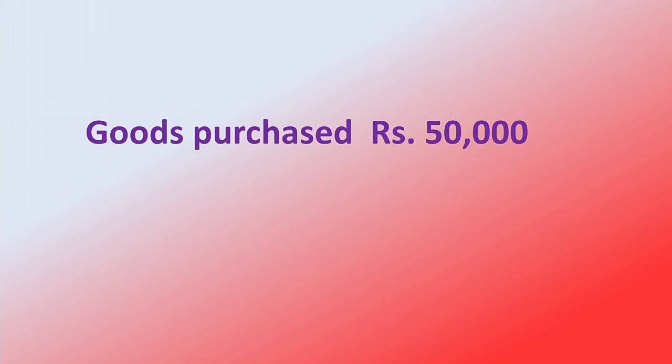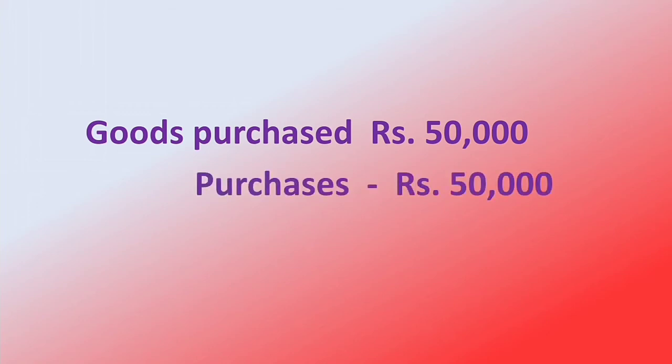Now the next one, goods purchased rupees 50,000. Purchase of goods is known as purchases. Then the first aspect is purchases for rupees 50,000. For the second aspect, we should know which type of transaction it is. Cash transaction or credit transaction. But nothing is mentioned here. In such cases, we can take it as a cash transaction. That means goods purchased for cash.